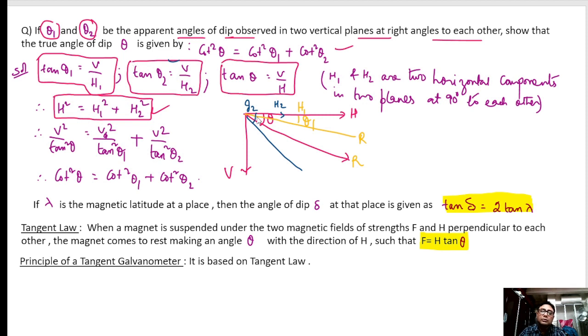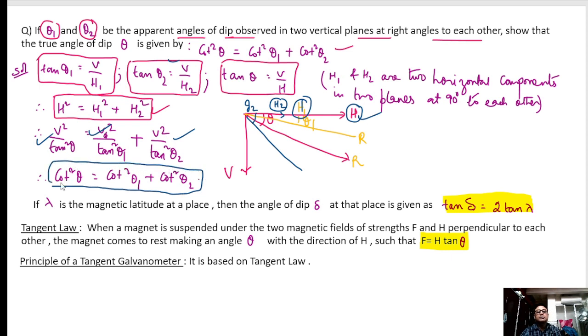Now you can easily see from here, this was the H, this is H1, this is H2. So how are they connected? H square equals H1 square plus H2 square. So H square is this, H1 square is this, H2 square is this. So it gives you this relation. Clear?